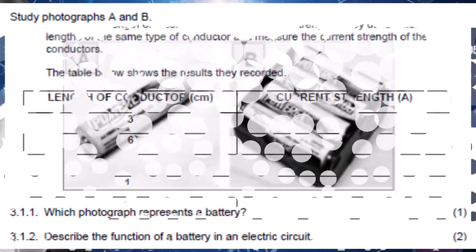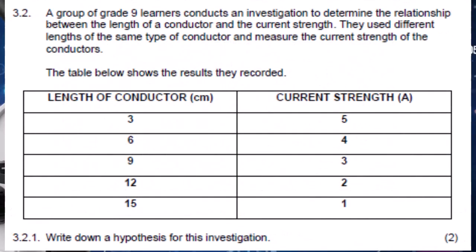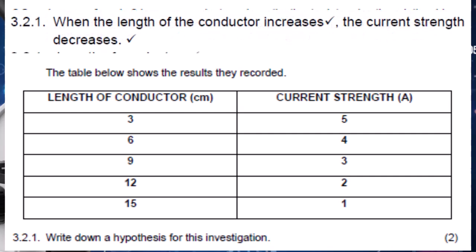Okay, now Q3.2 looks at an investigation. There's a table showing how changing the length of a conductor affects the current. As length goes up from 3 centimeters to 15 centimeters, the current drops from 5 amps down to 1 amp. A clear trend there. Right. So Q3.2.1 asks you to state the hypothesis based on this data. The hypothesis needs to link the two variables directly based on what the table shows. Something like, when the length of the conductor increases, the current strength decreases. A clear inverse relationship. Yep. And for the 2 marks, you need to state that relationship clearly.